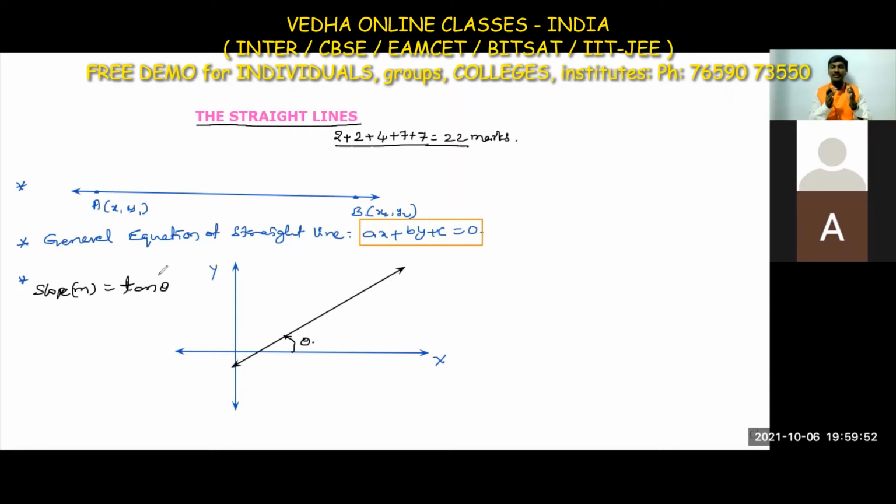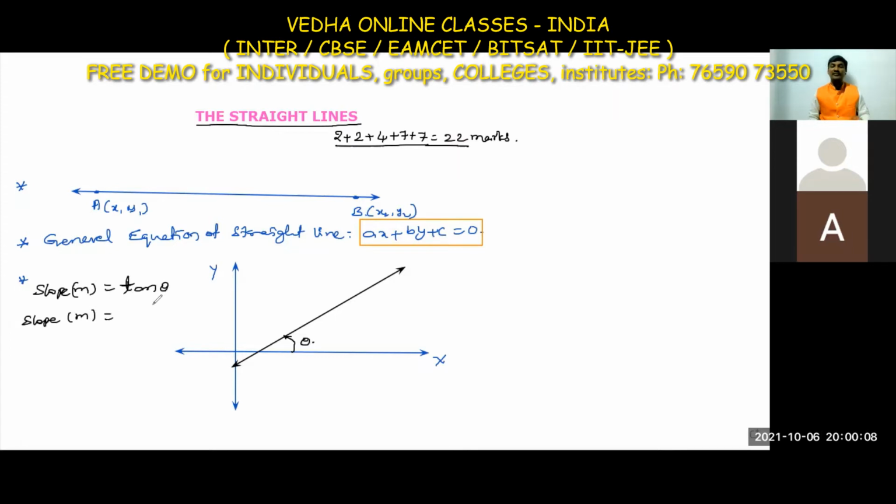Once again, what is the formula for slope? Slope m is equal to tan theta. Once again, slope m is equal to tan theta. Very good.